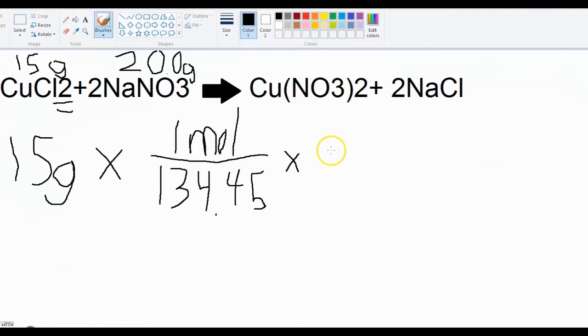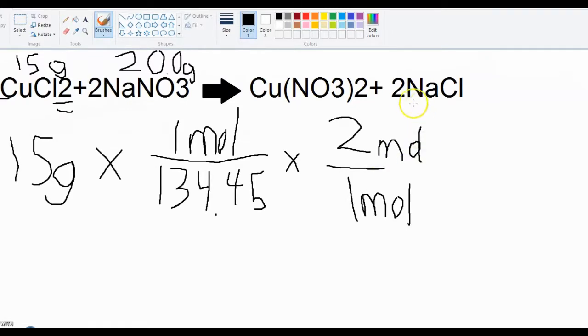And then we're going to times that by 2 over 1 moles. This is supposed to be 1 mole of copper 2 chloride, which we know because its superscript is only 1, and the 2 comes from what we're looking for, which is sodium chloride. The coefficient is 2.